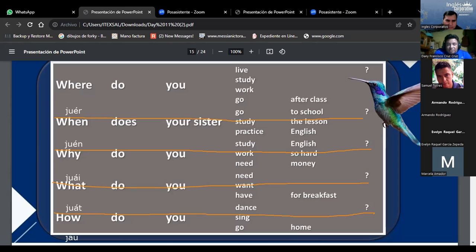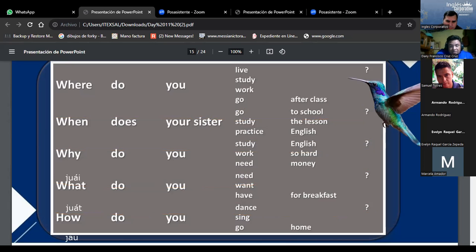When does your sister study the lesson? When does your sister practice English? When does your sister study English? Why do you work so hard? Why do you need money?